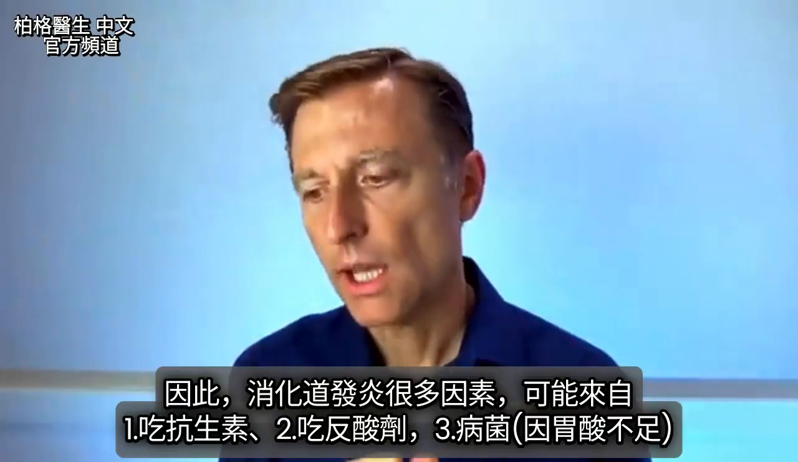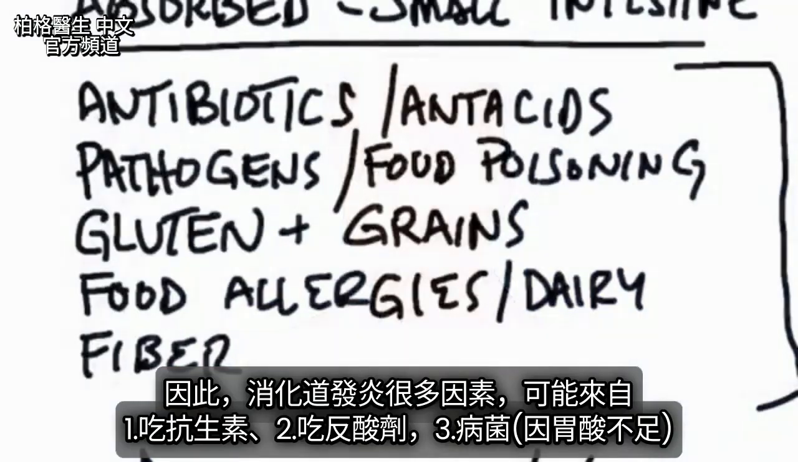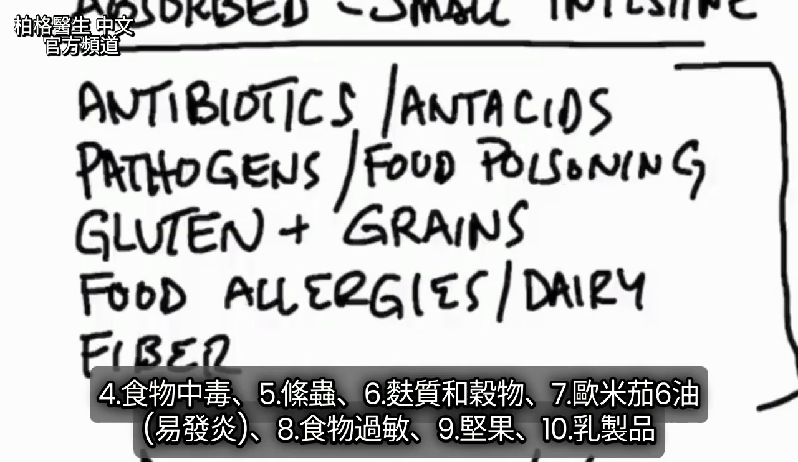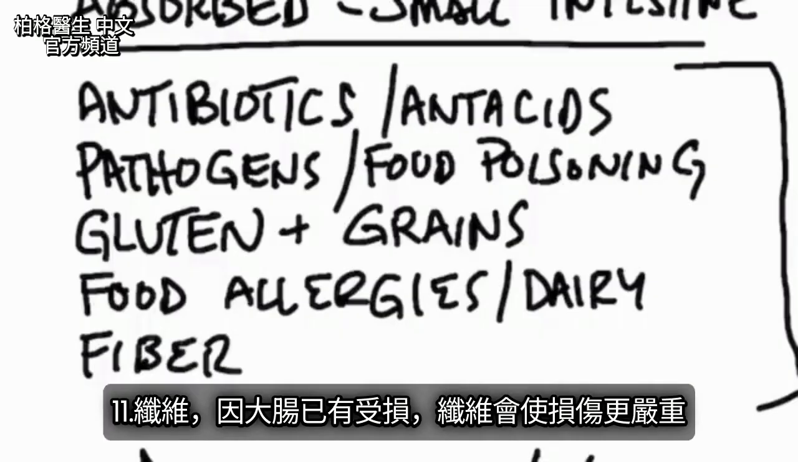And so there's a number of things that create inflammation. It could be from taking antibiotics, it could come from antacids, it could come from pathogens because you don't have enough acid in your stomach, it could come from food poisoning, tapeworms, gluten, grains, omega-6 oils, highly inflammatory. It could also come from food allergies. It could be from nuts or dairy. Or it could be from fiber because there's already pre-existing damage and it's just tearing up your colon.